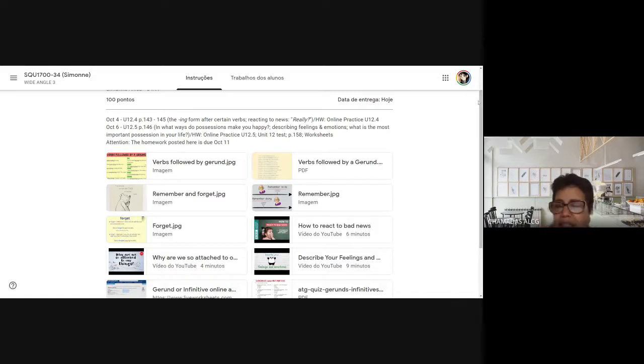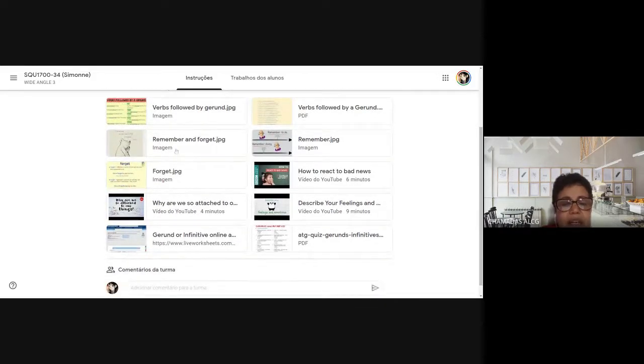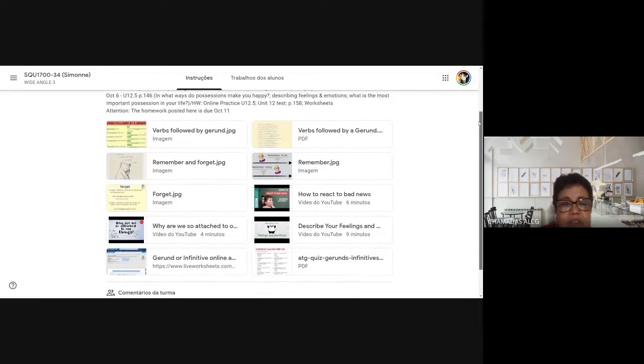So to help us practice those things, I posted here some extra material. The first files have something to do with verbs followed by gerund. The list I've already shown you. Here we have a detail about the verbs remember and forget, because they can take both forms, just like some other verbs too. They can take both a gerund or an infinitive, depending on the meaning I want to give, right? So here I just give an example of remember and forget.